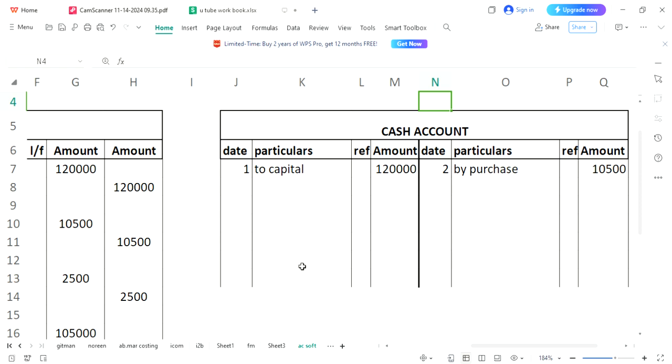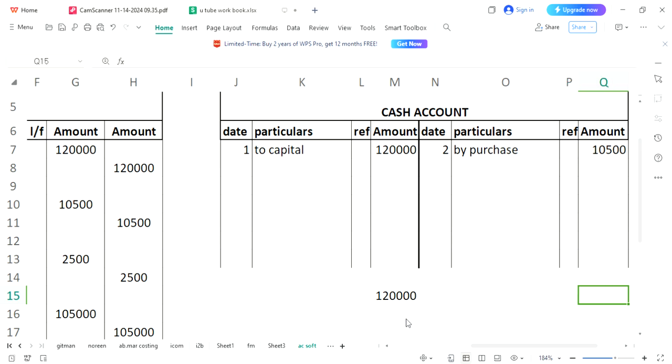All entries which were having cash are completed. It's time to make the balance. Step number one, you will take the total of both sides. The total of this side is 120,000 as there is no other amount, and then the total of the credit side is 10,500. No other amount is present over here. First step is completed. I'm repeating what the first step is. You have taken the sum of the debit side and the sum of the credit side, and then you will write over here the sum of the larger amount.